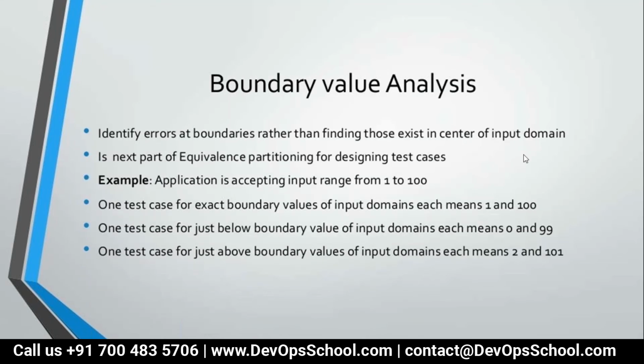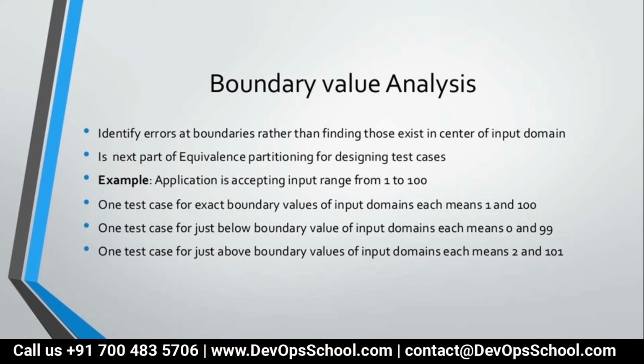Now boundary value analysis, right? So you see, the same application is accepting input range from 1 to 100. So we are going to design another test case for the exact boundary, means 1 and 100. One test case for just below the boundary value, means 99, correct? And one test case for just above the boundary, 2 or 101. Clear?